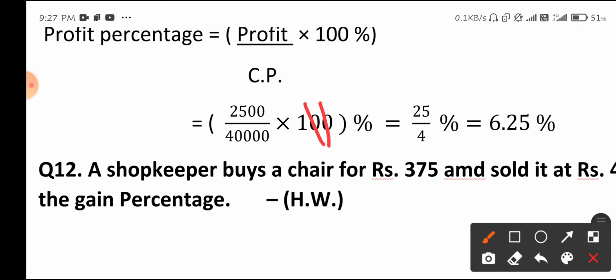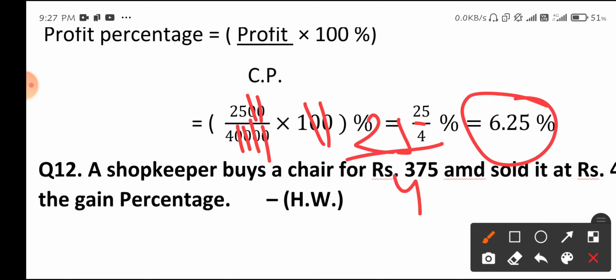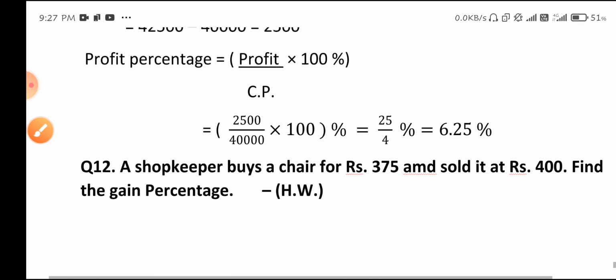We can cancel 2 zeros by 2 zeros. Here again this 2 zeros with this one. So 25 by 4 or 6.25 percentage. It means he got a profit of 2,500 and with a percentage of 6.25 percentage. The next question, question number 12.